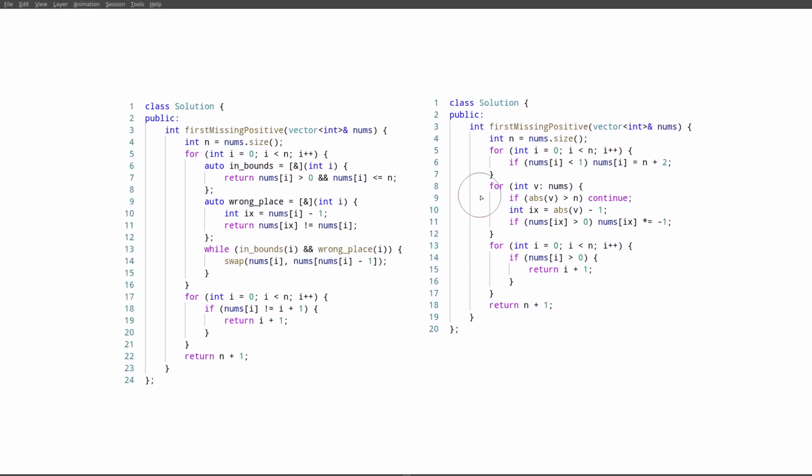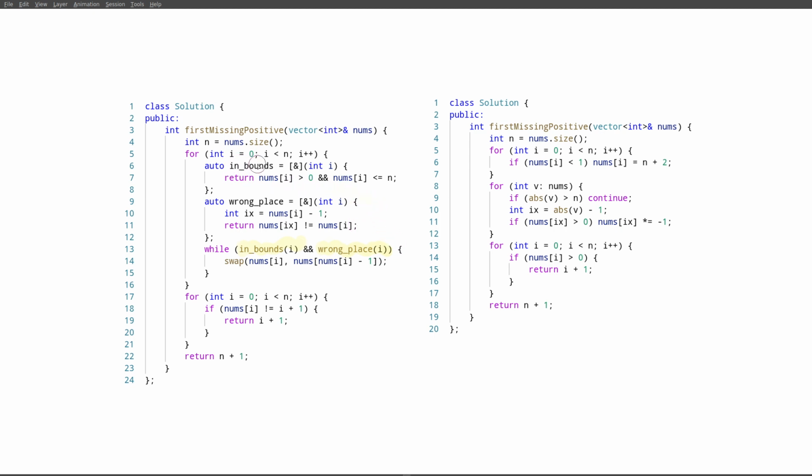Okay, so first on the left we have the second solution, which is the solution that swaps elements and then sees the first position that is not correct. So in order to swap elements, which we're going to do as long as possible for each position from 0, 1, 2, and so on, you have to have 2 conditions to be satisfied. It has to be, let's say, in bounds, and it also has to be in the wrong place.